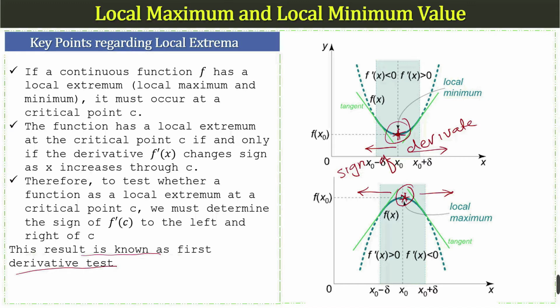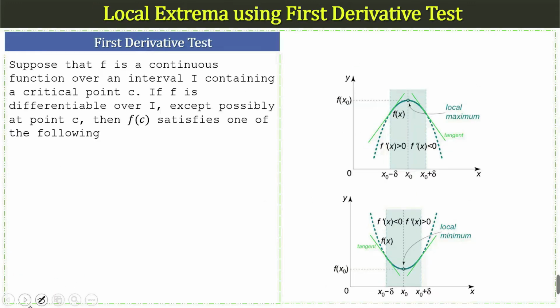So let's discuss what the first derivative test is. This is our first derivative test. Suppose that f is a continuous function over an interval I containing a critical point c. If f is differentiable over I, the function will be continuous on the closed interval and differentiable on the open interval, except possibly at c. Then f of c satisfies one of the following conditions.